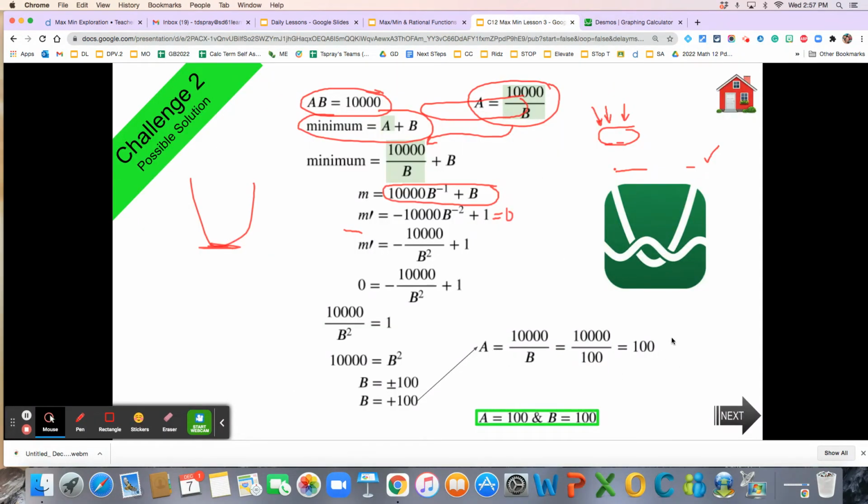So basically, once we get our B value of 100, I just simply put it back into our original equation. In other words, 10,000 divided by 100 is 100, and there you go. So another really tricky problem.